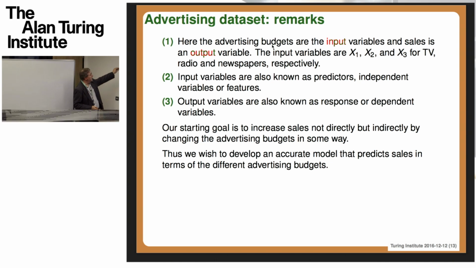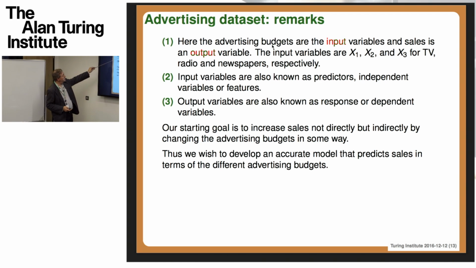Bits of terminology here. So the independent variables are sometimes known as the input variables or features, and the output variable is sometimes referred to as the response or the dependent variable. That's to say dependent in some way through an association on the predictor variables.